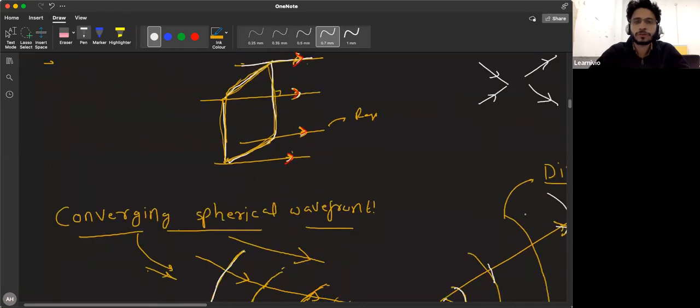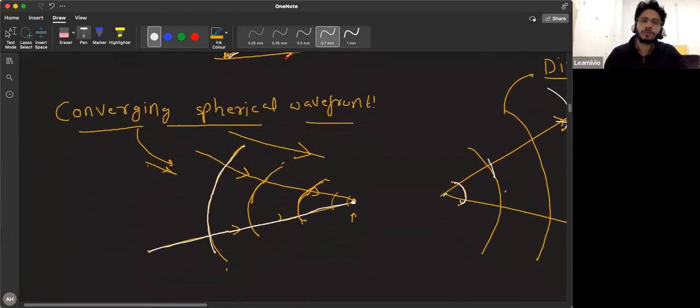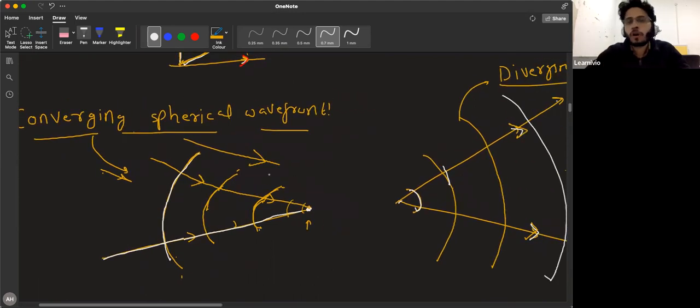So these are the shapes. If I'm drawing a wavefront in this way, this wavefront, then this one, then this one, this is the converging wavefront. If I have a wavefront, how will you draw a ray? Perpendicular to the wavefront. So if I draw perpendiculars on the wavefront, then these are the rays.